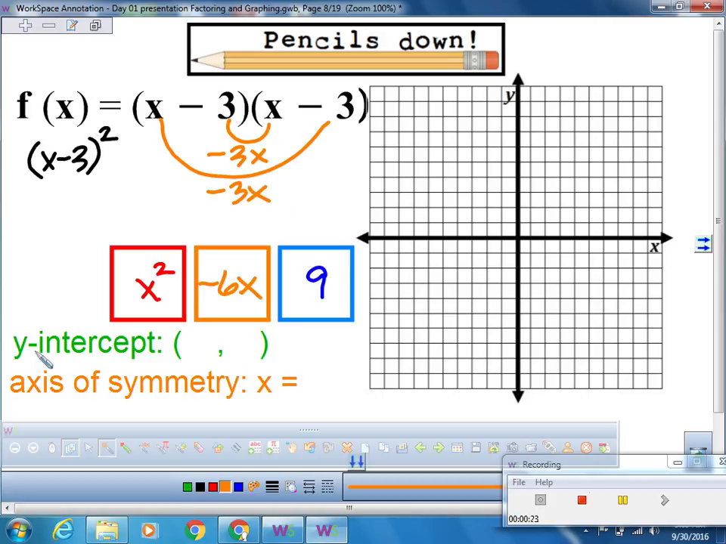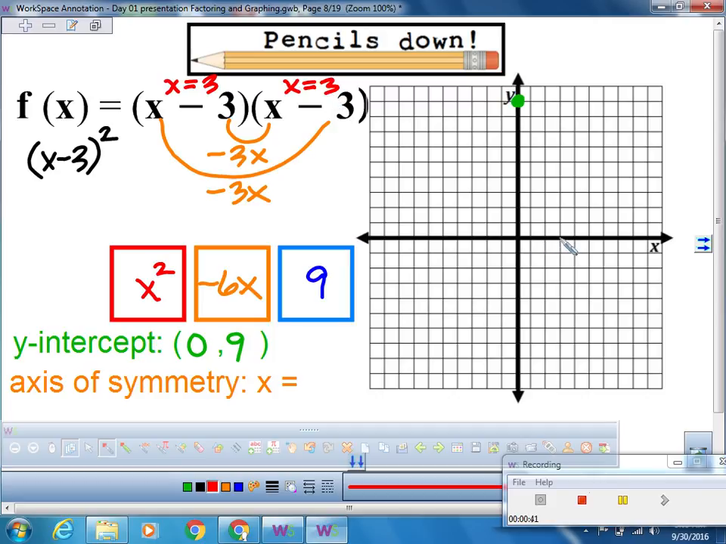I know my y-intercept must be (0, 9), because this number right here is my constant, and that tells me it's my y-intercept. I know that I have 2 x-intercepts. Actually, it's 1. It's called a double root, okay? Because it's a root of the function, but it's a double root because we only have one of them.